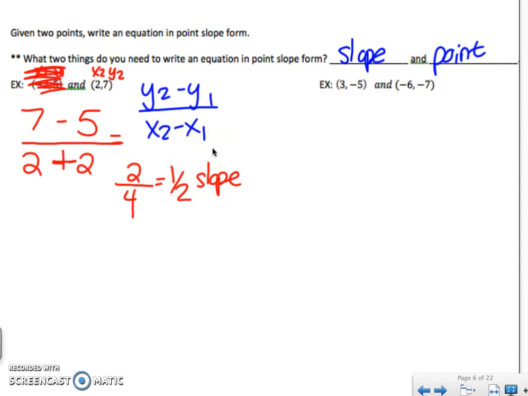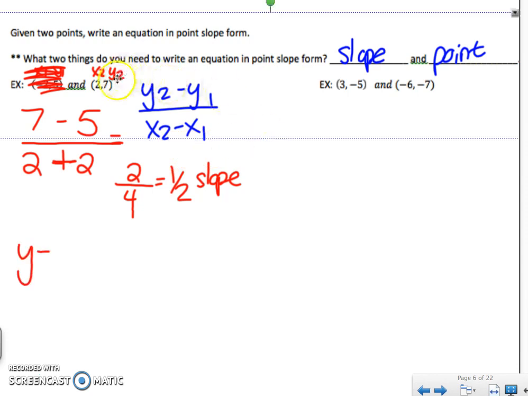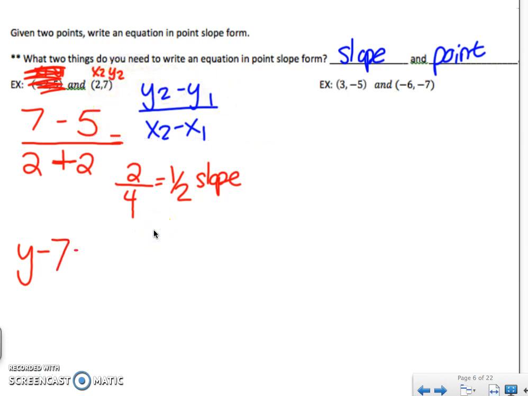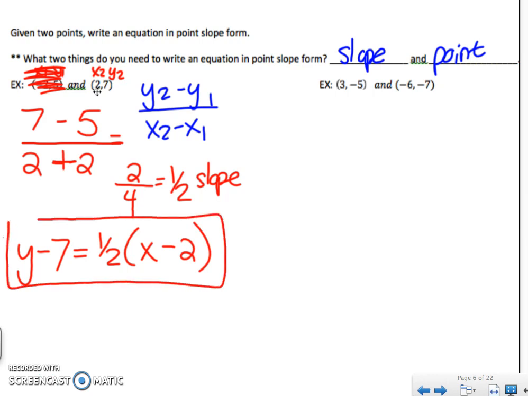So I'm going to start off with y minus your y point, which was 7, equals your slope, parentheses x, minus, and then your x point, which was a 2. Okay? So there is the equation of the line written in point slope form. So again, if you have 2 points, first you have to find a slope, pick your favorite point, and substitute it in.